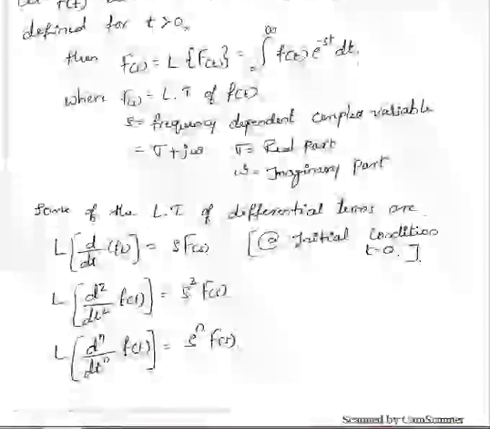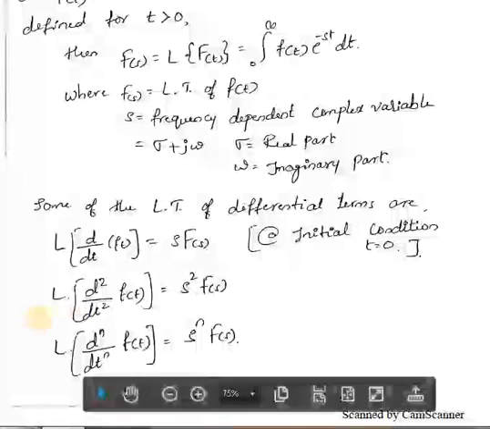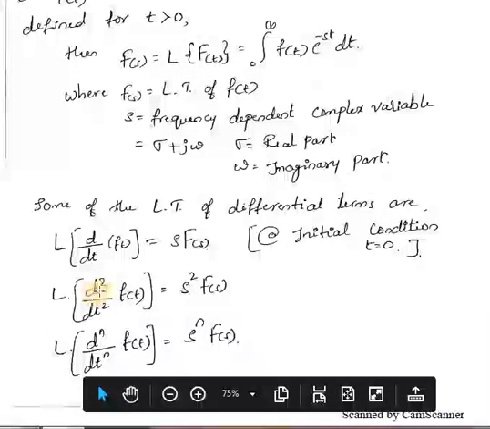You need to remember some basic Laplace transformations of functions. For example, if the function is f of t, then the Laplace transformation of the derivative of that function, that is d by dt of f of t, will be s into F of s, minus the initial condition at t equal to 0. Similarly, the Laplace transformation of d square by dt square of f of t will be s square into F of s. If the order is n, then we will get s raised to n into F of s.